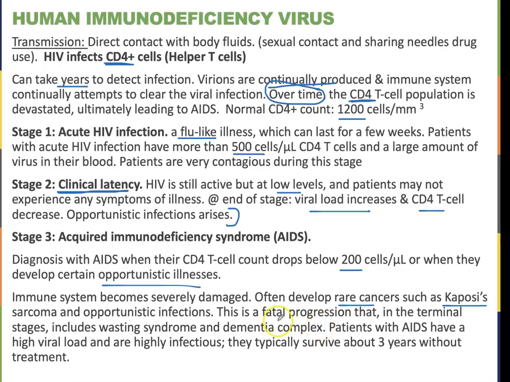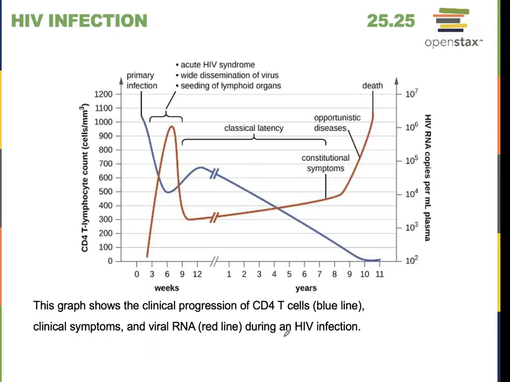So it is a fatal progression. People with untreated HIV infection will die from some kind of opportunistic infection. They also experience wasting and dementia. Right, so that's HIV. And so we want to look at this next slide here, which is a graph of your CD4 count. So let's just take a look at that first.